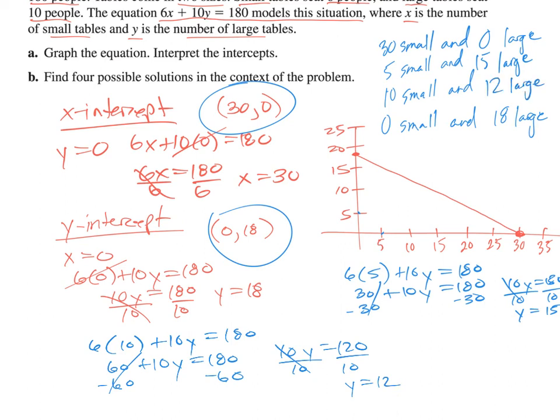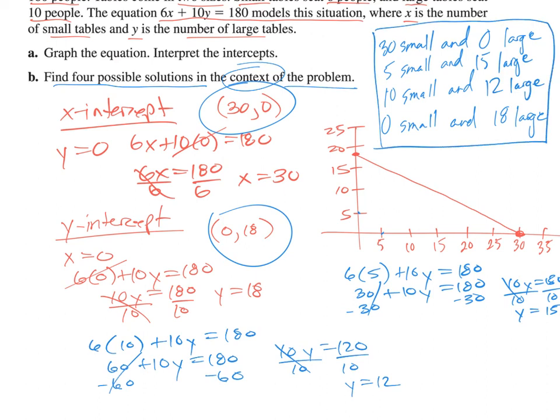So that's answering part B. Find 4 possible solutions in the context of this problem. Context just means the situation that you're in. And there are my 4 possibilities for the types of tables I need. That's all there is to this problem. Now you can begin the assignment at the bottom of the page. Make sure to ask questions if you have any.